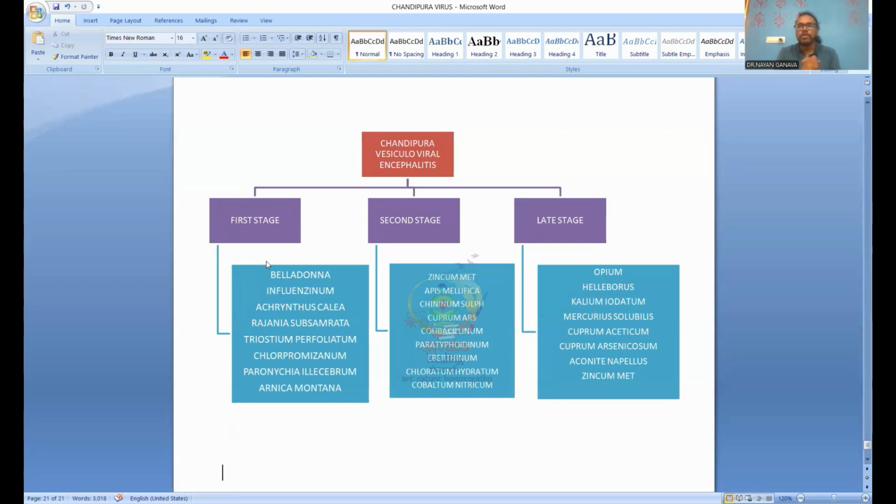Okay, so this is all about Chandipura vesiculovirus infection. But I have also made a chart for the first stage of inflammation, which remedies can be given, the second stage of inflammation, which remedies we can think of, and late stages of encephalitis illness, what remedies can be thought of. These are my personal thoughts, okay? After researching into the materia medica, your thoughts may be different from mine, but I'm open to discuss, okay? I'm open to learn from you all.